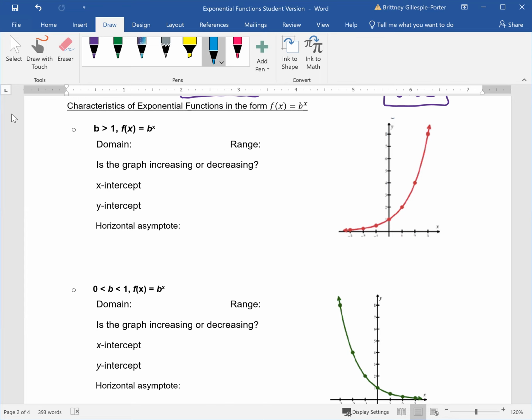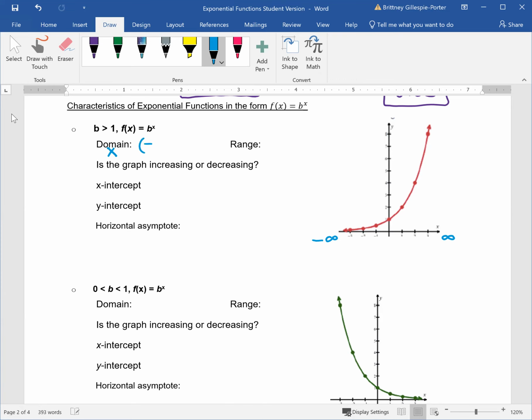If we're looking at our domain, remember domain is our x values. All over to the left, we have negative infinity. Over to the right, we have positive infinity. And notice with our graph, if we follow along, it has an arrow pointing to the left, which means it's going to keep going and going and going, which means we get to hit all the negative x values.